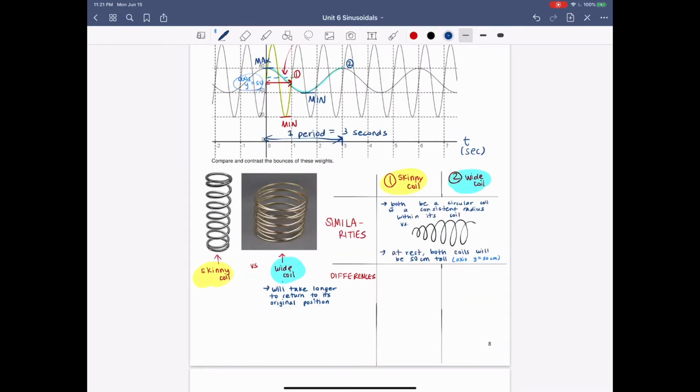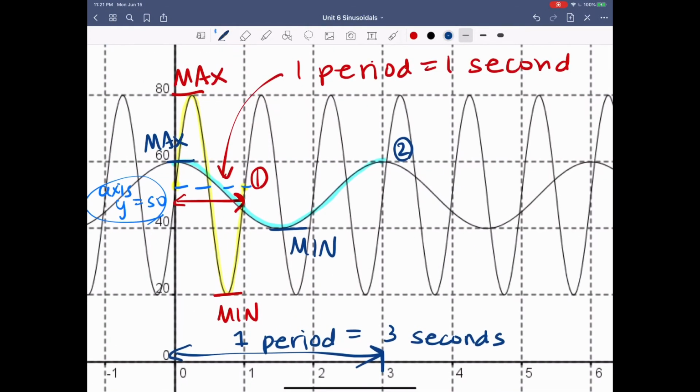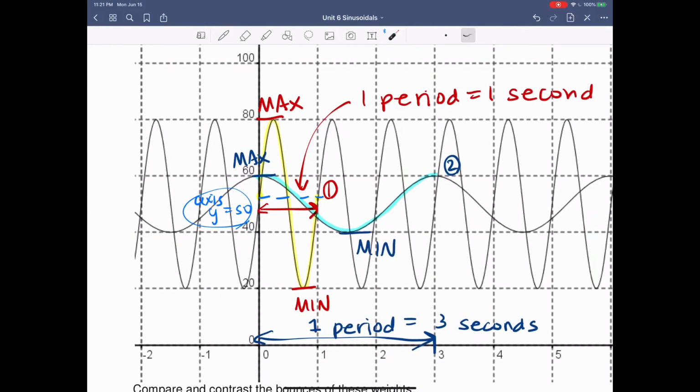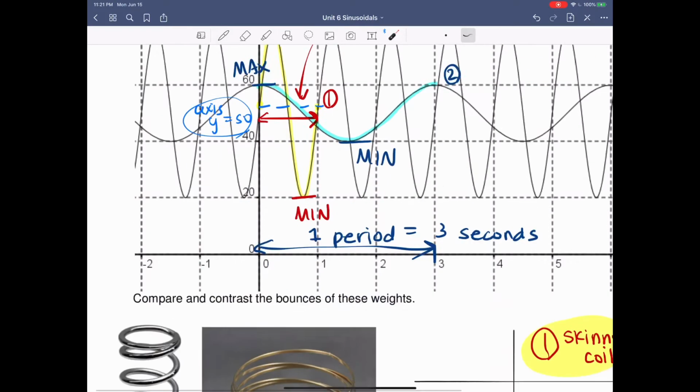Let's look at some of the differences. So let's look at this skinny coil, I guess, the yellow one. And we notice that it basically reaches a max height of 80 and then a minimum height of 20.